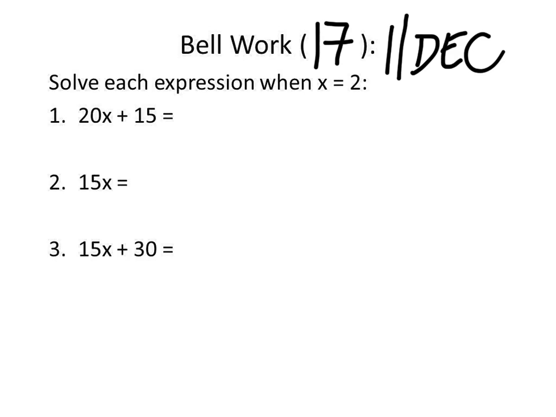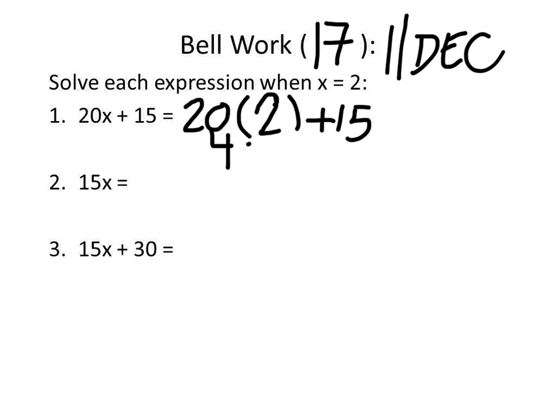Okay, so if x is 5 on this first one, you've got 20 times 2 plus 15. Well, 20 times 2 is 40. 40 plus 15 is 55. Very good.